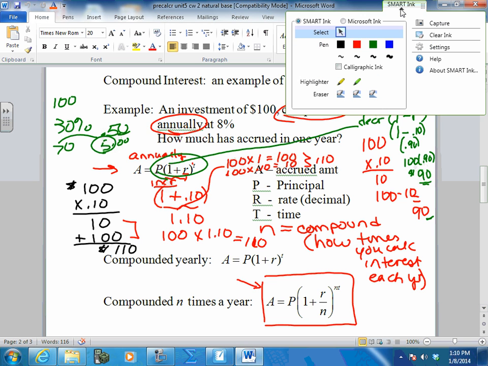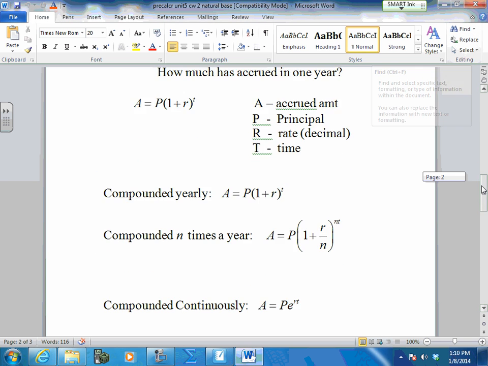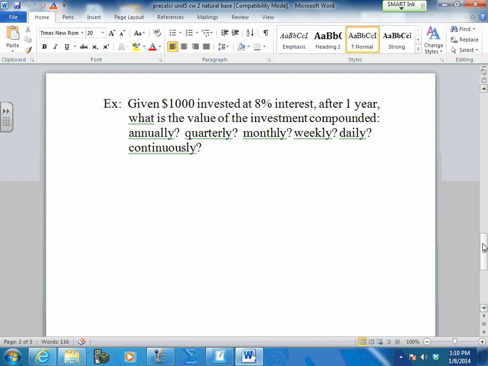Okay? So now, we take a look at this, and we're going to take a look at an example. And we're going to use this formula.